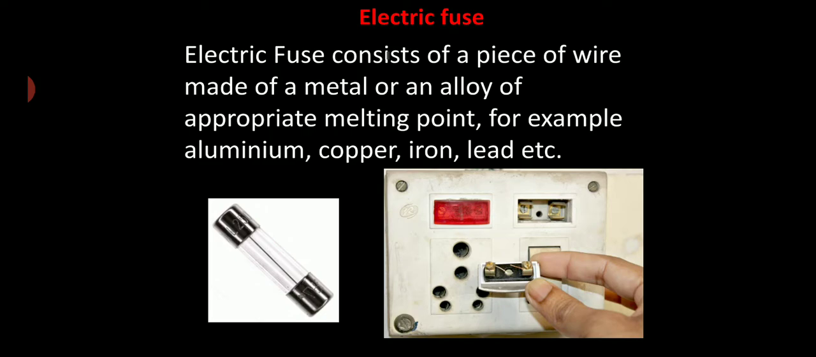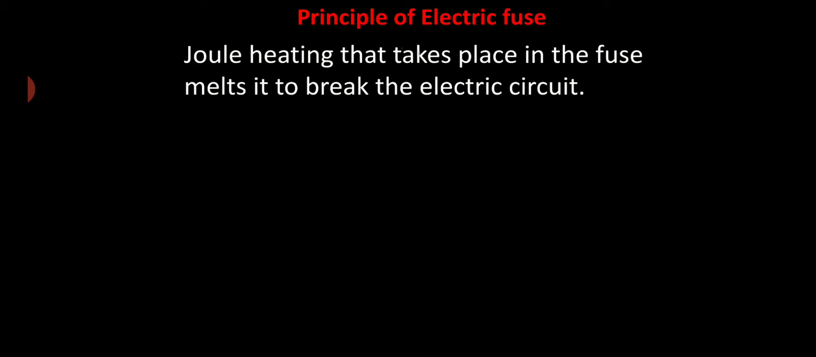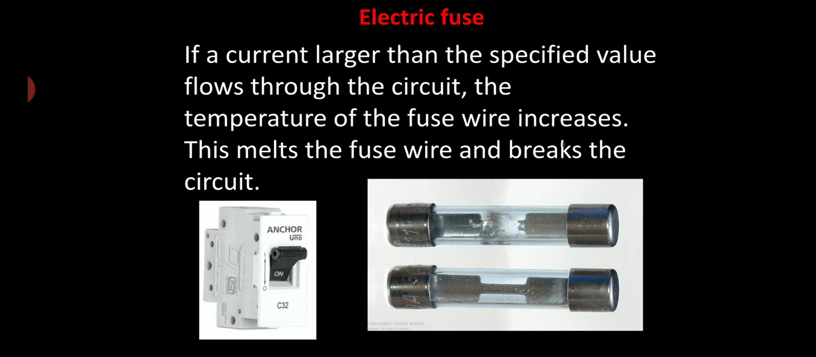We already studied the principle and working of the fuse in the electricity chapter, right? It works based on Joule's law of heating. So what does it indicate? When Joule's heating takes place in the fuse, it melts and breaks the circuit. Mainly, a fuse in a circuit prevents damage to the appliances and the circuit due to overloading.